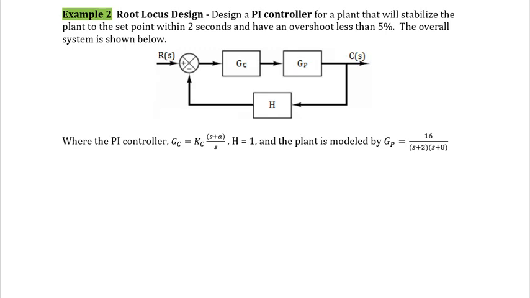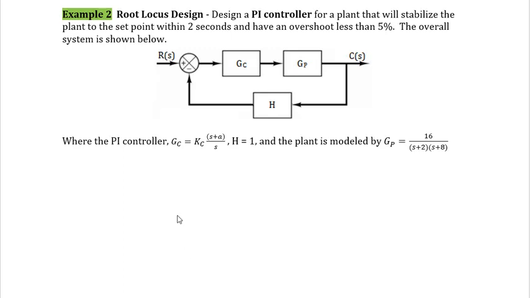Root Locus Design, Example 2. In this example, we're going to design a PI controller for a plant that will stabilize the plant to a set point, whatever that is, within 2 seconds. And it will have an overshoot of less than 5%.